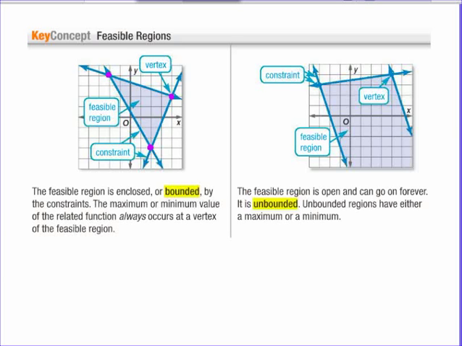Then we have an unbounded feasible region. If you notice this one, it's unbounded because everything's not fenced in. Everything is not contained. Here are my vertices, and I only have two of them. In an unbounded region, you only have a max or a min. You have one or the other, but you will not have both.